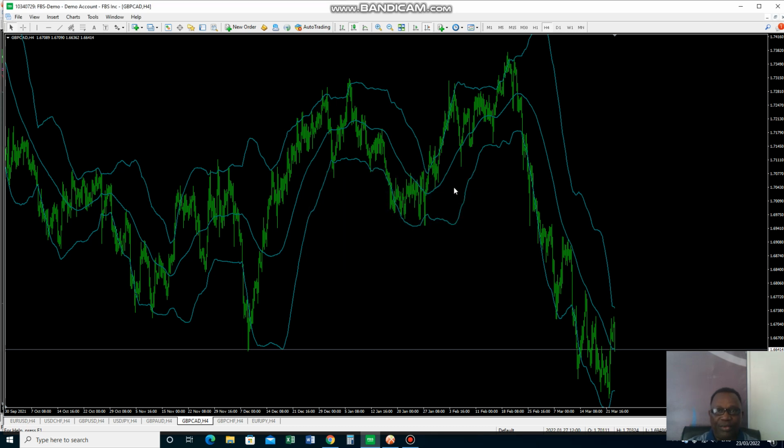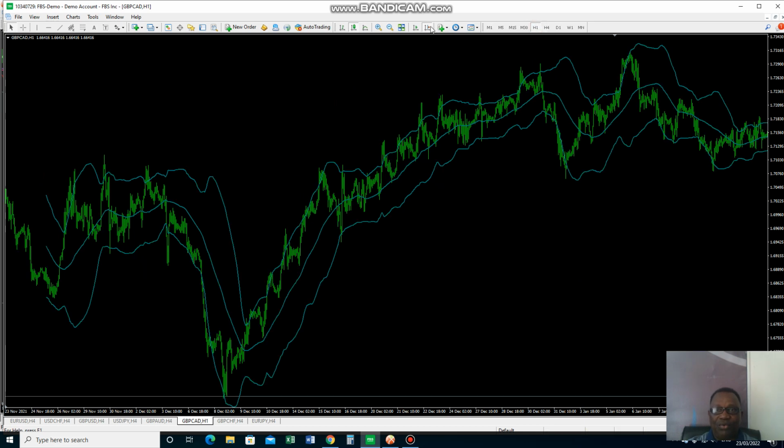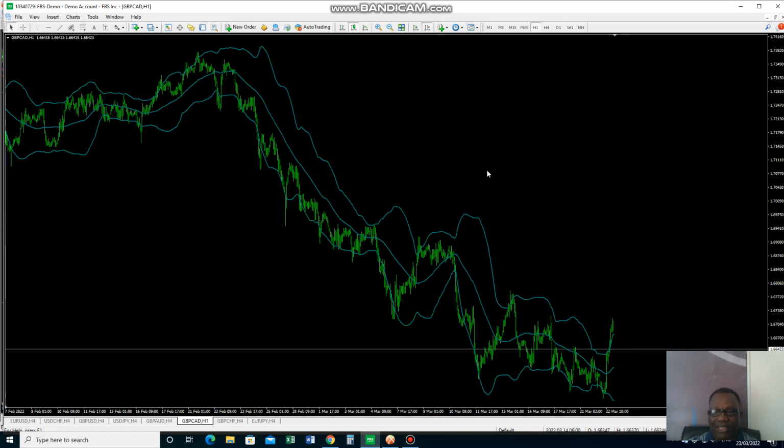Now we'll be looking at Bollinger Band on the live market. Like I told you the other time, we use different time frames. This is a 4-hour time frame. Let me go to the 1-hour time frame and see what it is showing me. This is my 1-hour time frame on the same Bollinger Band.